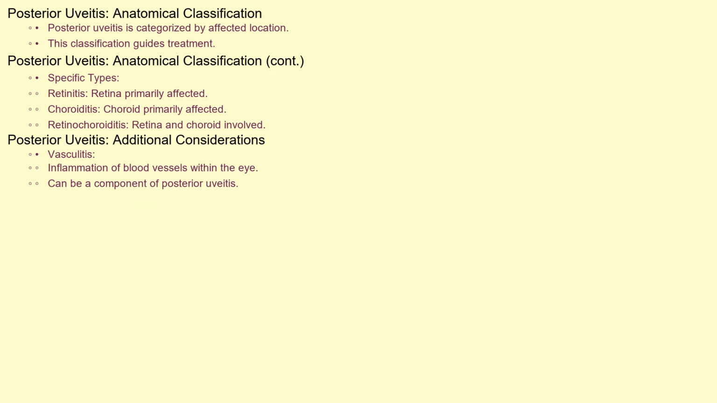Posterior uveitis can be broadly categorized by the affected anatomical location. This includes retinitis when the primary inflammation affects the retina, choroiditis when the choroid is primarily affected, and retinochoroiditis when both the retina and choroid are involved. Vasculitis can also be a component, where blood vessels within the eye are inflamed. The specific type of posterior uveitis helps guide treatment decisions.